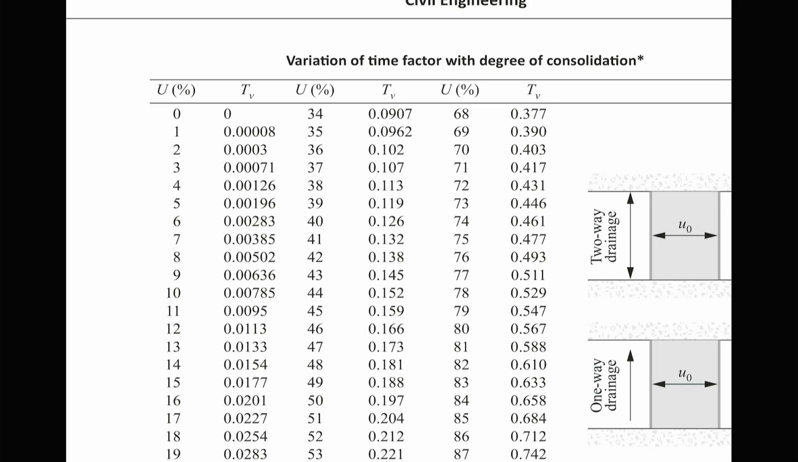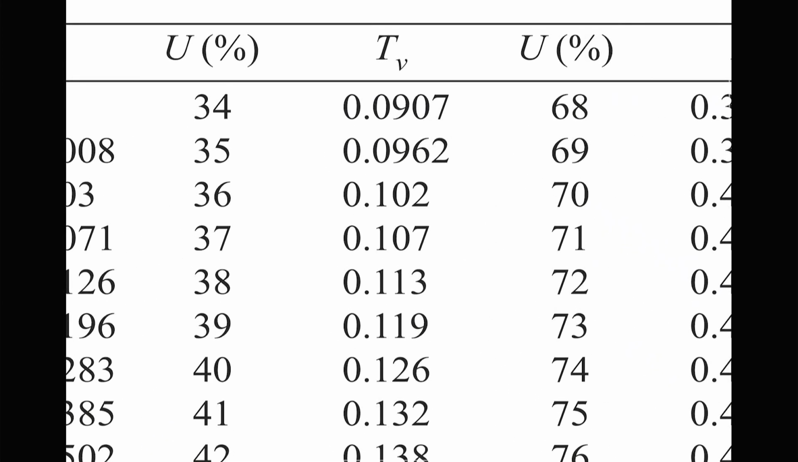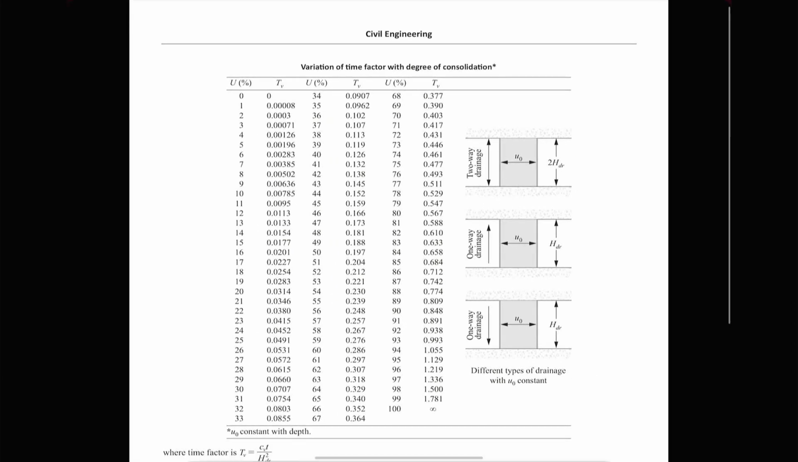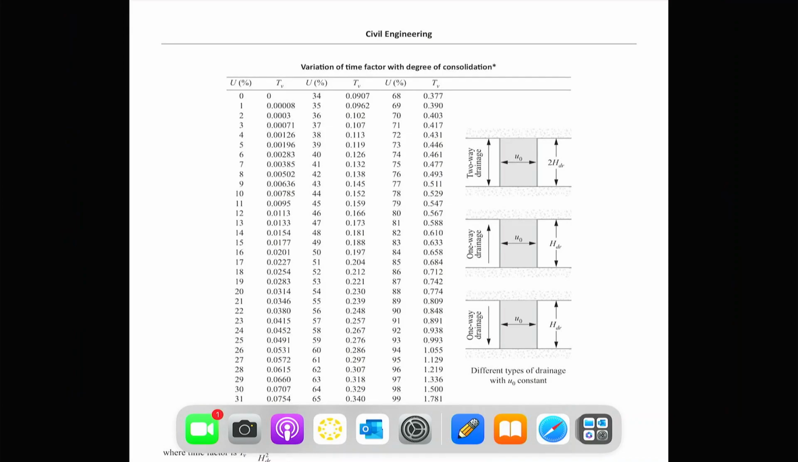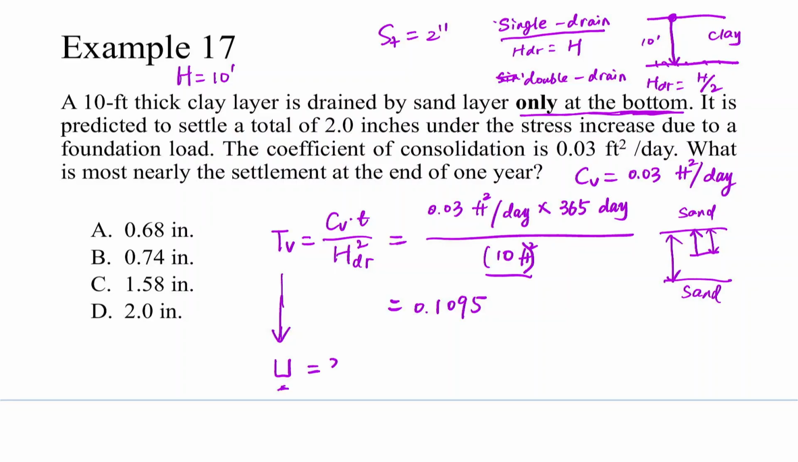If you can still remember, our T_v is about 0.1095. You can find 0.107. We don't really have 0.1095 over here, but for the purpose of the FE exam, you can just choose the number that is the closest. So U is 37%. Later on in your practice, you probably want to do some linear interpolation, but for the exam purpose, go with 37%. You should be good. So from the table, U is 37%.